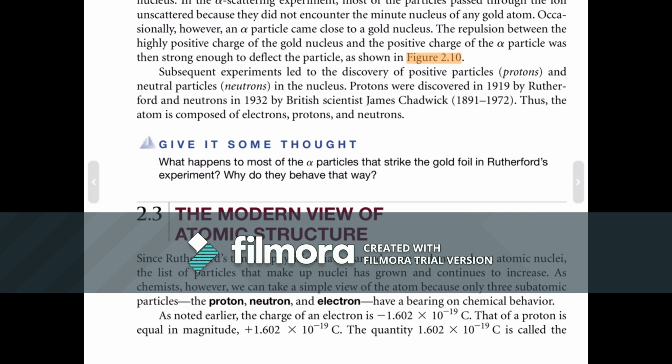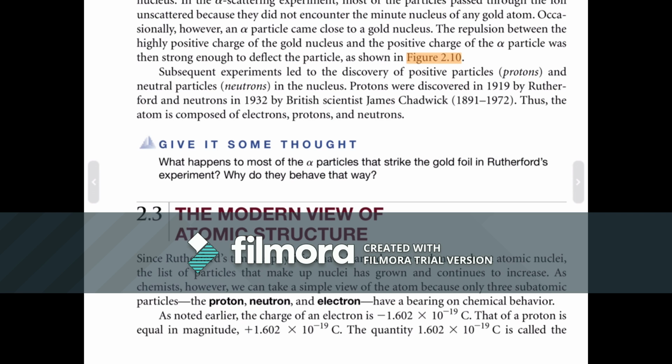Section 2.3, the modern view of atomic structure. Since Rutherford's time, as physicists have learned more and more about atomic nuclei, the list of particles that make up nuclei has grown and continues to increase. As chemists, however, we can take a simple view of the atom because only three subatomic particles, the proton, neutron, and electron, have any bearing on chemical behavior.